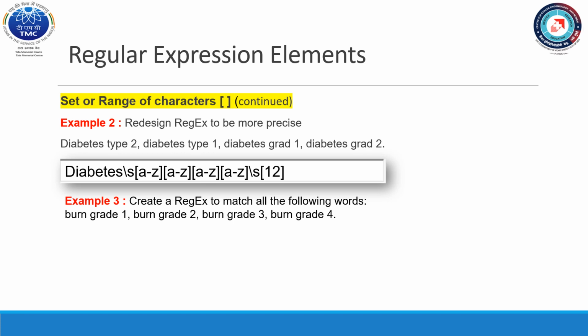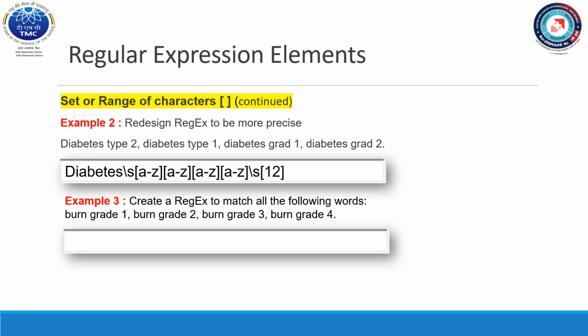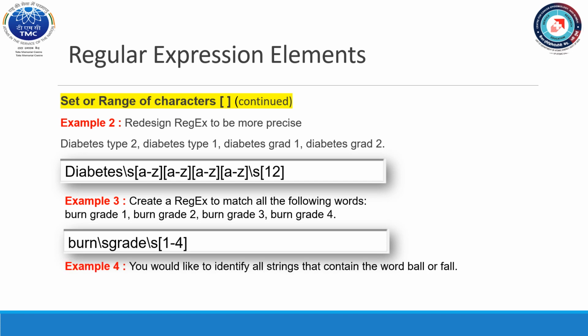Create a regular expression to match all the following words: burn grade 1, burn grade 2, burn grade 3, burn grade 4. The words burn and grade are the same for all text, just the number varies. So the regular expression is burn\sgrade\s[1-4].